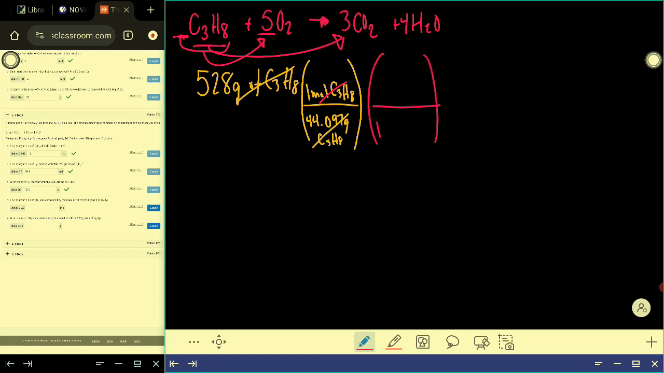that if I have 1 mole of C3H8, I'm going to have 3 moles of CO2. The question said how many moles, so this is all I needed. I'm in moles of CO2, my moles of hydrocarbon crossed off. So 528 divided by 44.097 times 3. With 3 sig figs, I get 35.9.